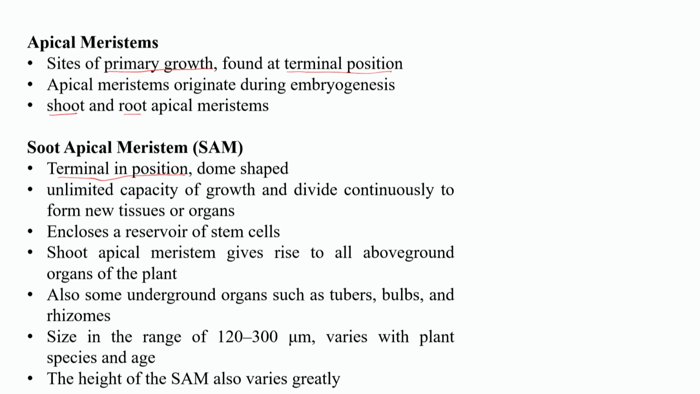Now the shoot apical meristem gives rise to all above-ground organs of a plant, which means all the things present on the shoot arise from the shoot apical meristem, like leaf, stem, branches, flowers. They all come out from the shoot apical meristem, as well as some underground portions like stem tubers, which also originate from the shoot apical meristem. Now, if we talk about the structure of this shoot apical meristem, it is dome shaped.